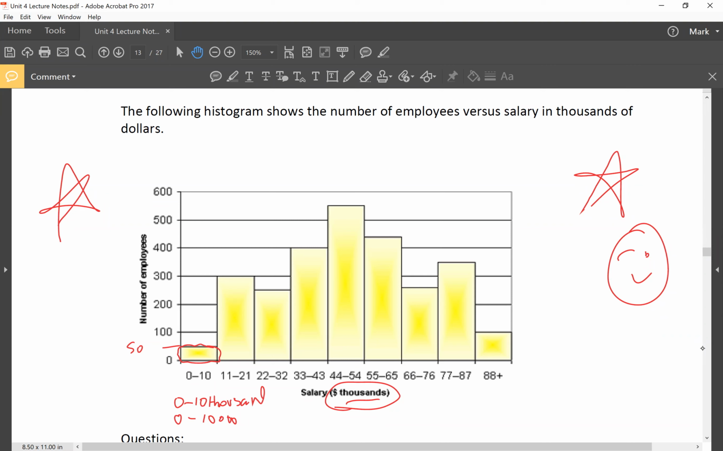So around 50 employees are making less than $10,000. Almost 550 or maybe 550, there's a bit of guessing here, make between 44 and $54,000. So this grouping would make 44,000 to 54,000. Okay, this is what the bar graph is telling me. But what are my questions going to ask?